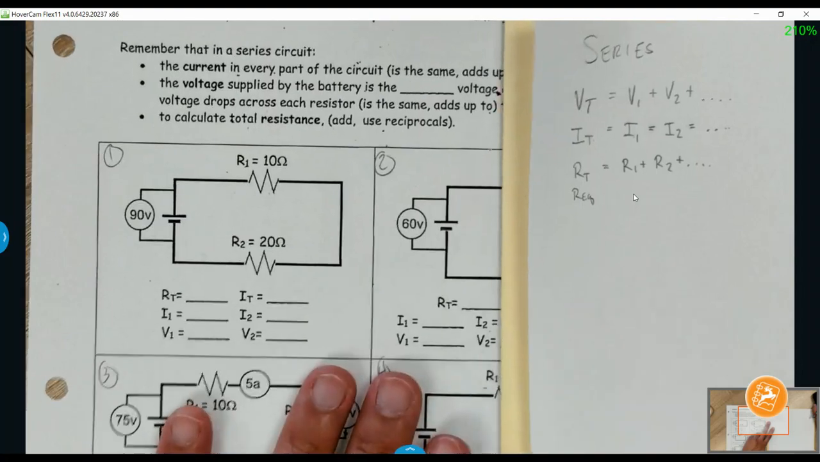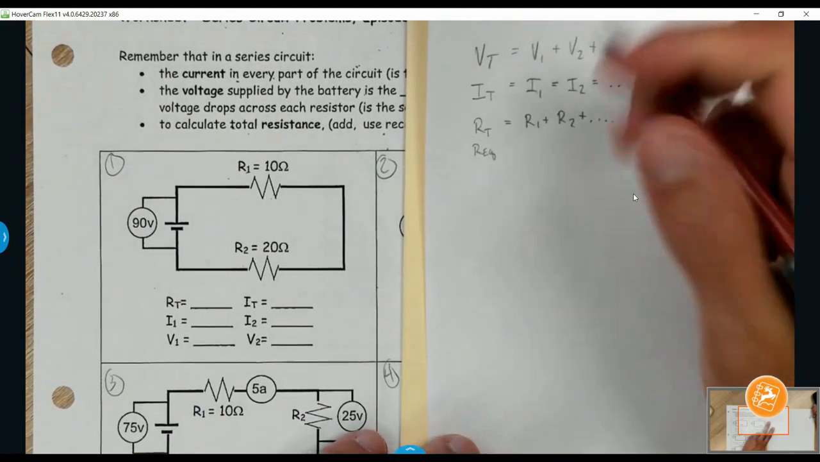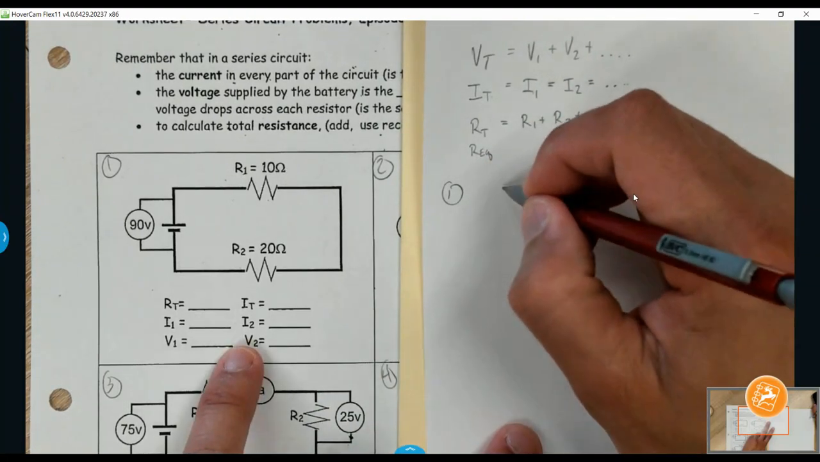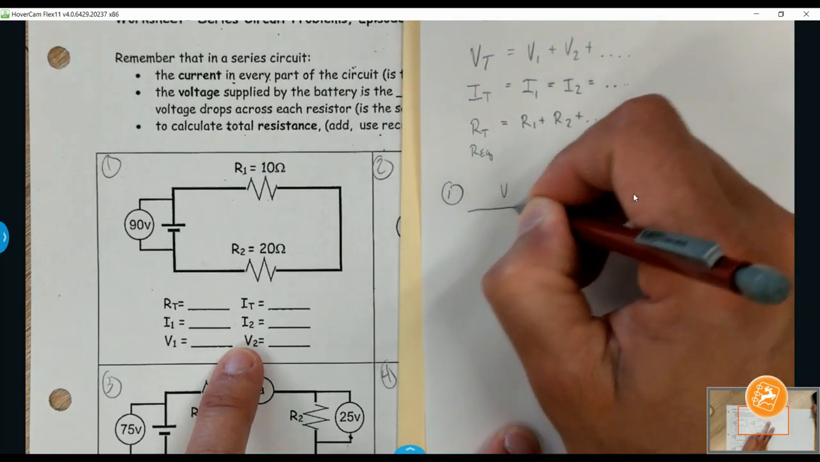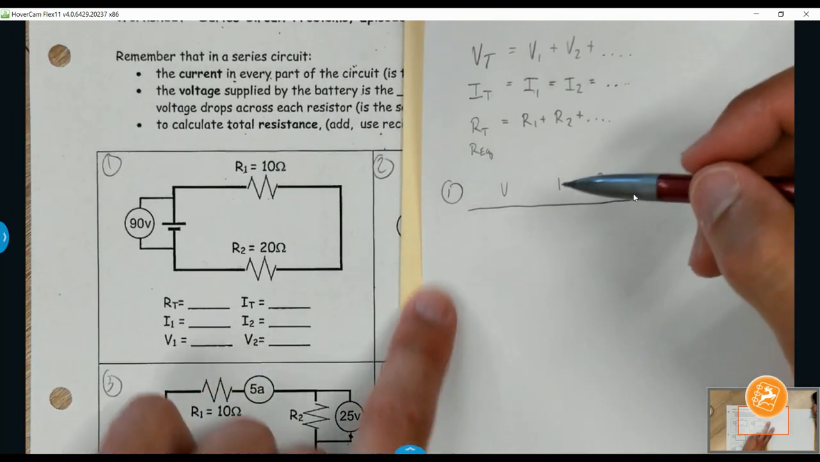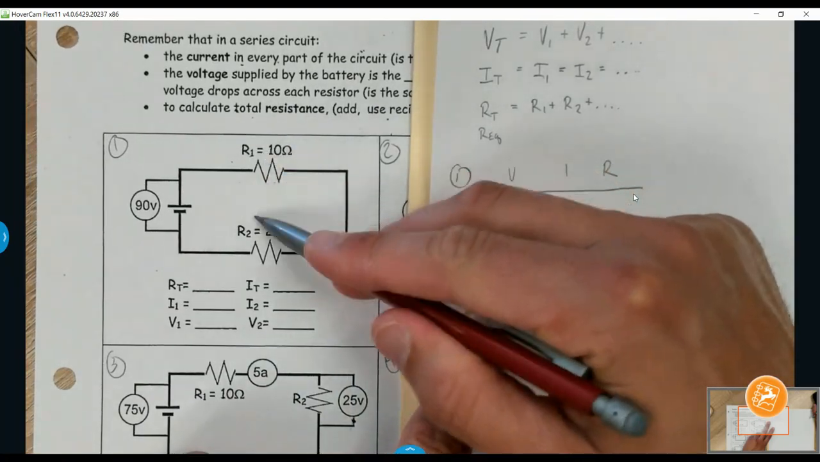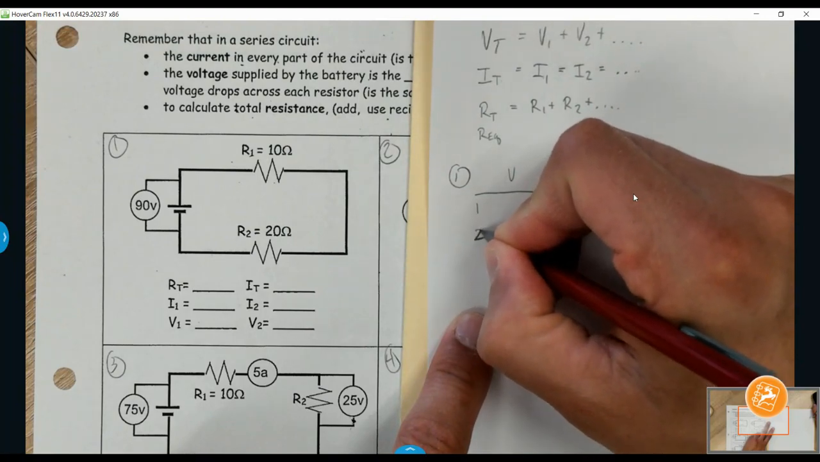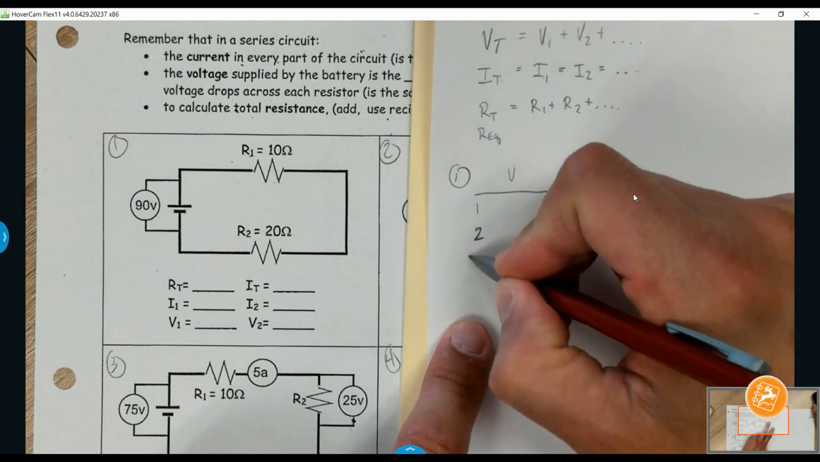On a separate sheet of paper, you guys are going to want to make these because there's definitely not enough room right here. Make V, I, R. And now, based off of how many resistors we have, we write that number here. We have 2. So we're going to write 1, 2, and then after that, we need 1 for the total. So you write a T.